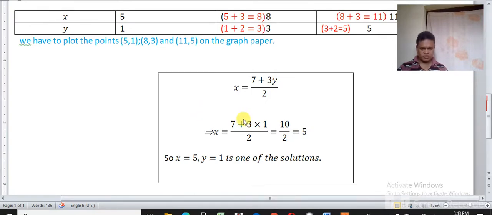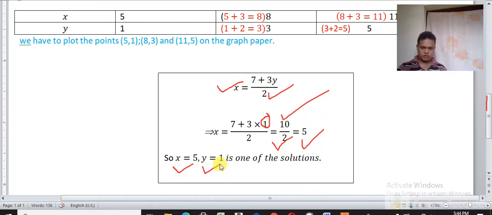Now let us go to the second equation. From the second equation we get x equal to (7 plus 3y) by 2. So here also we'll put 1. If you put 1, then it will be 3 into 1, 3. 3 plus 7 is 10, divided by 2 equal to 5. So here the first solution is x equal to 5 and y equal to 1.